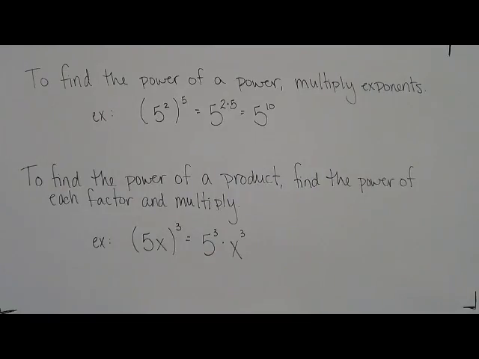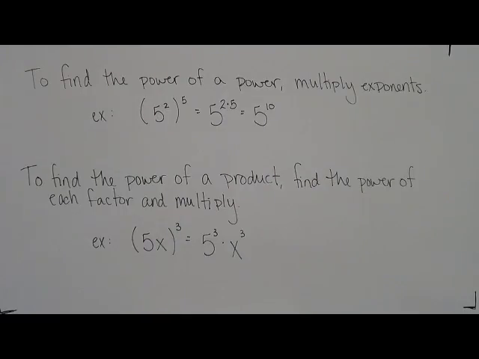And then the power of a product means that you have two numbers inside parentheses that you're multiplying, and you have an exponent on the outside of the parentheses. What do we do? We distribute the power to both things. So (5x) to the third. Now this time the third goes to both of them because of the parentheses. If you don't have the parentheses, the third only goes to the x. But because of the parentheses, it's 5 to the third, x to the third.